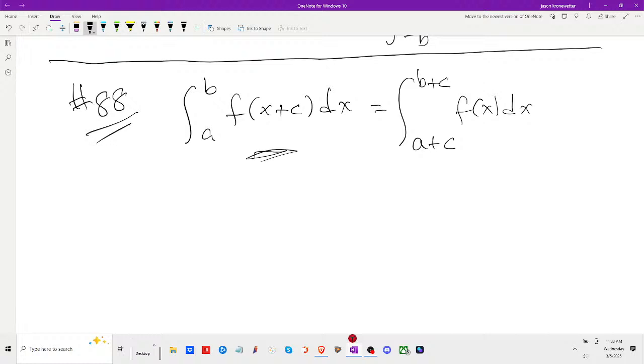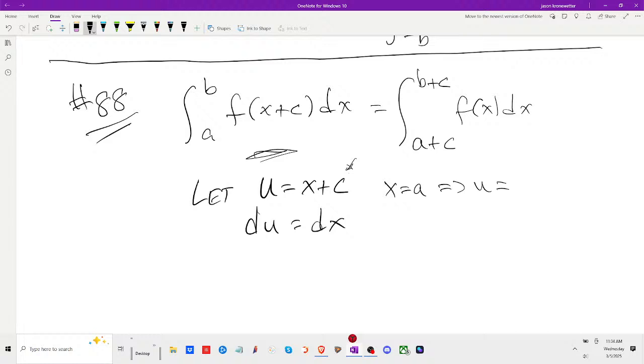So let's start with this left side here. We're going to let u equal x plus c. Then du is just dx, because the derivative of x is 1 dx and the derivative of c is 0, because c is a constant. Okay, so when x is equal to a, then u is equal to a plus c. When x is equal to b, u is equal to b plus c.